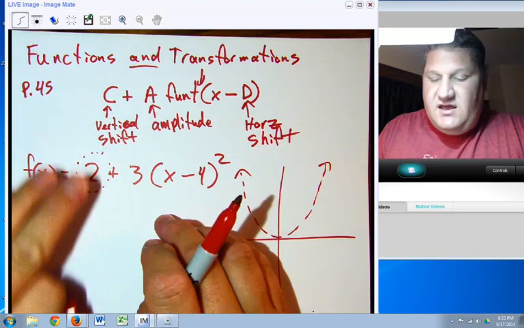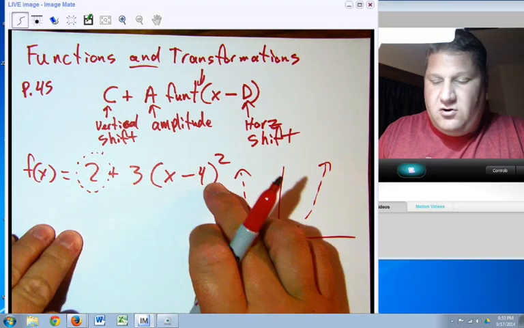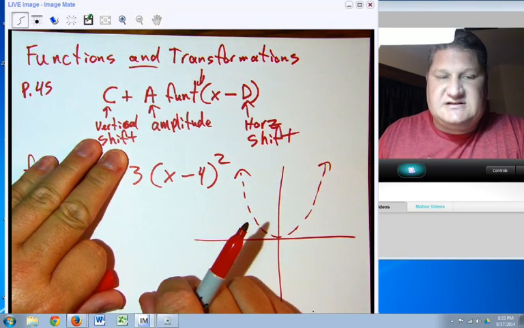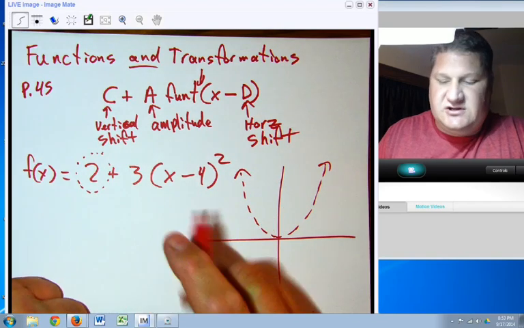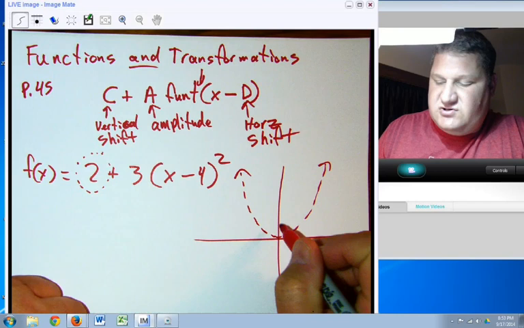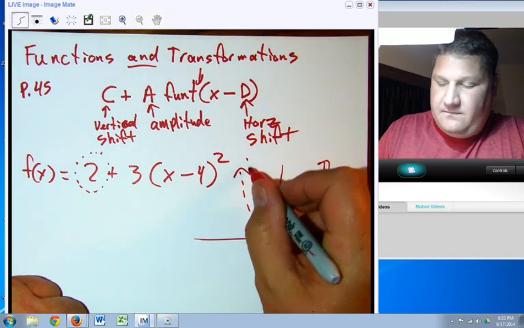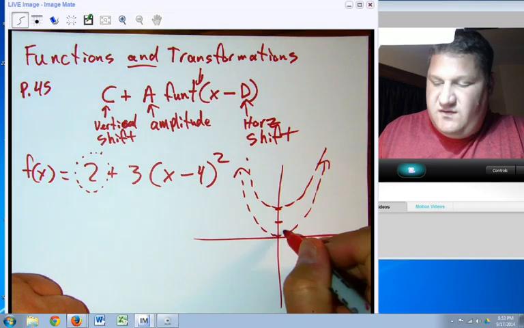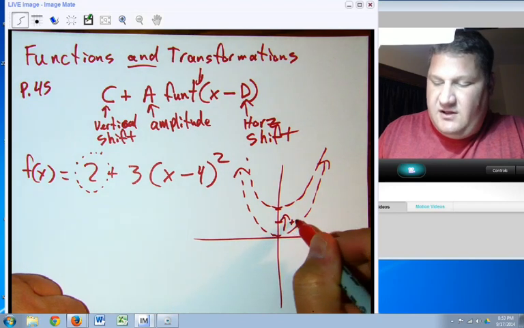Now, it could be 2 plus all this, or it could be all this plus 2, but the key is it has to be just tacked on additionally. So we're going to take this function, we're going to move it up 2. So we just move the whole thing plus 2.